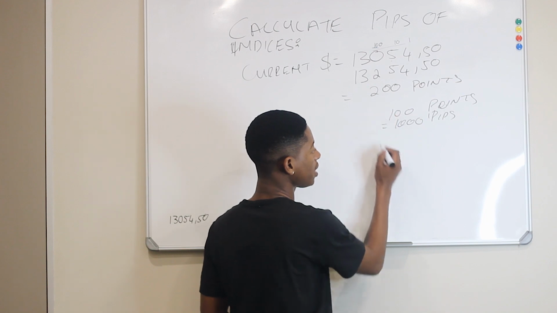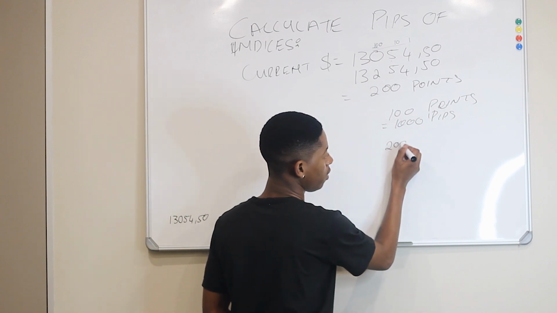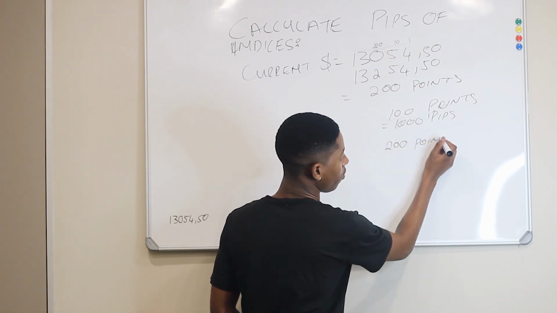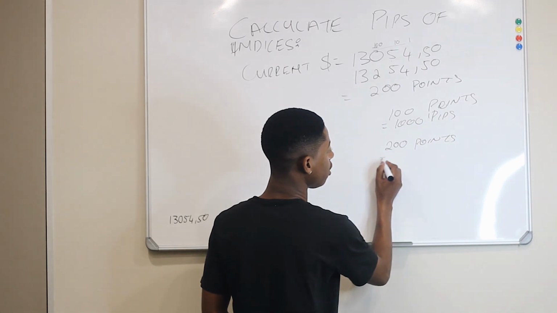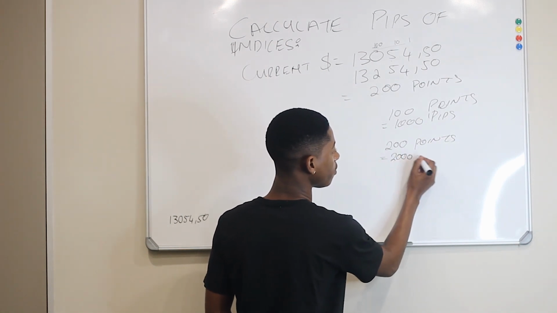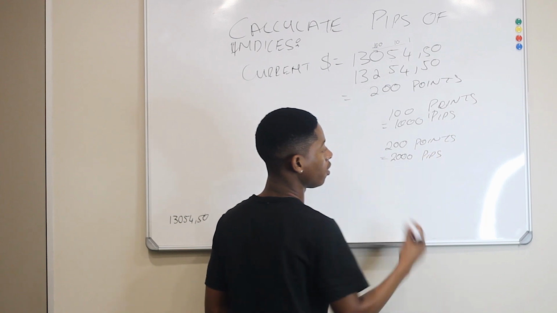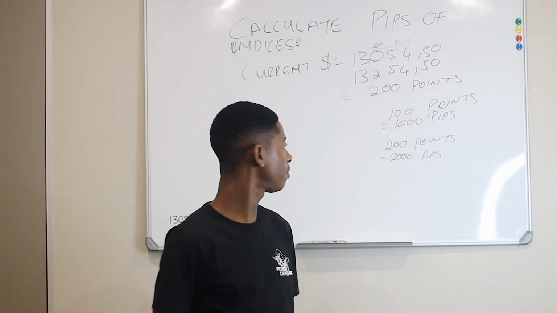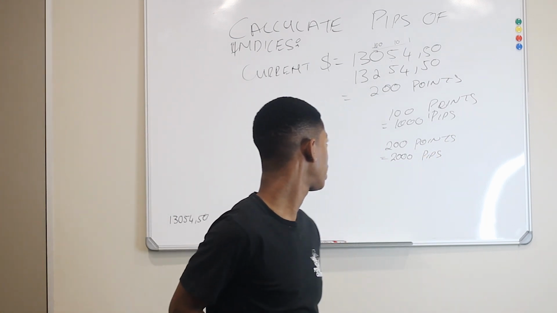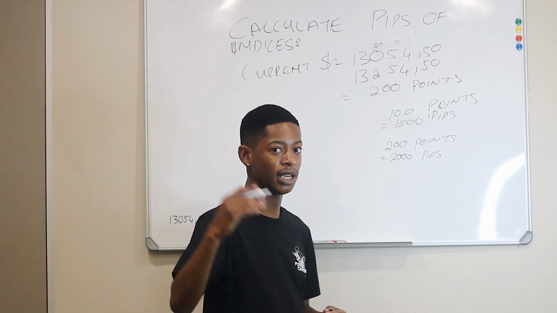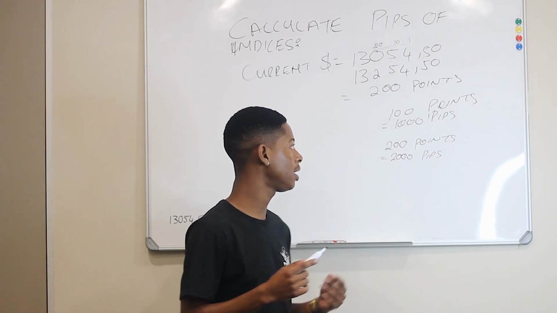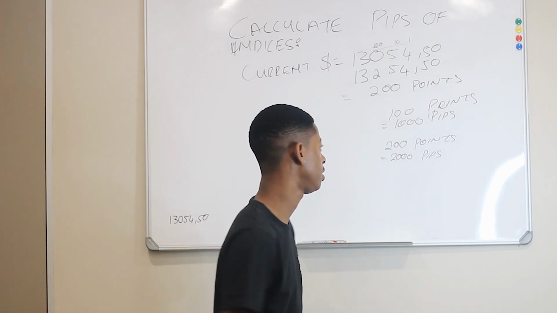And 200 points like this here, 200 points is equivalent to 2,000 pips. So basically it's almost like multiplying it by 10. So you can simply see 100 points is equivalent to 1,000 pips, and 200 points is equivalent to 2,000 pips.